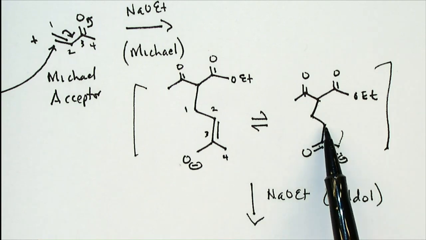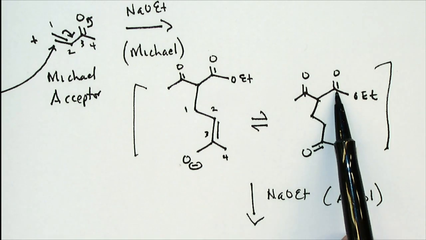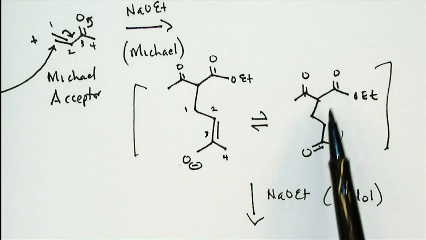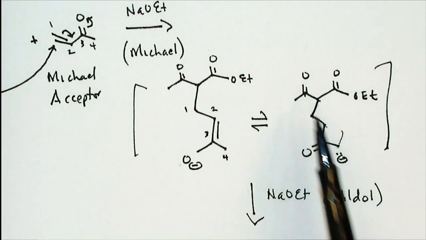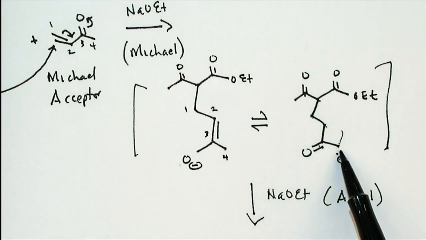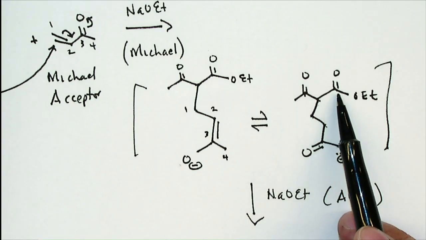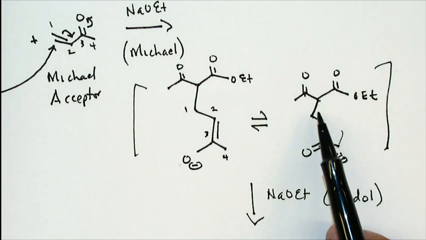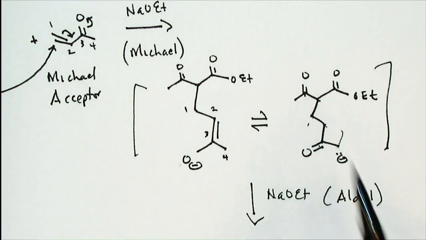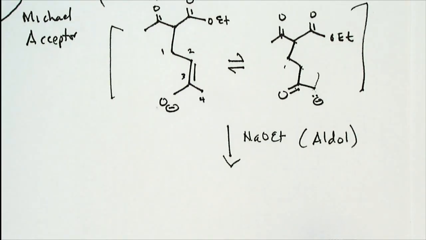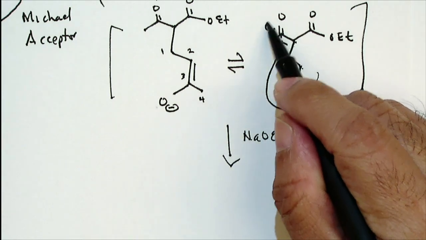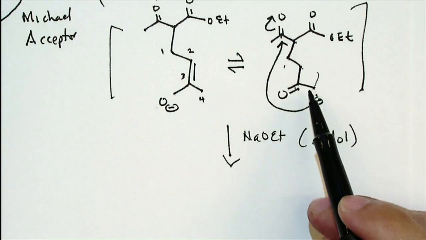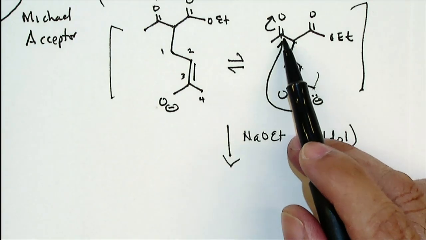If I deprotonate here and it attacks the ester carbonyl, 1, 2, 3, 4. If I deprotonate here and it attacks the ketone carbonyl, 1, 2, 3, 4. If I deprotonate that position and it attacks the ester, 1, 2, 3, 4, 5, 6, much more stable ring. If I deprotonate here and it attacks a ketone, 1, 2, 3, 4, 5, 6. In this particular example, this will reach over and attack the ketone and not the ester. So again, I will form a 6-membered ring.